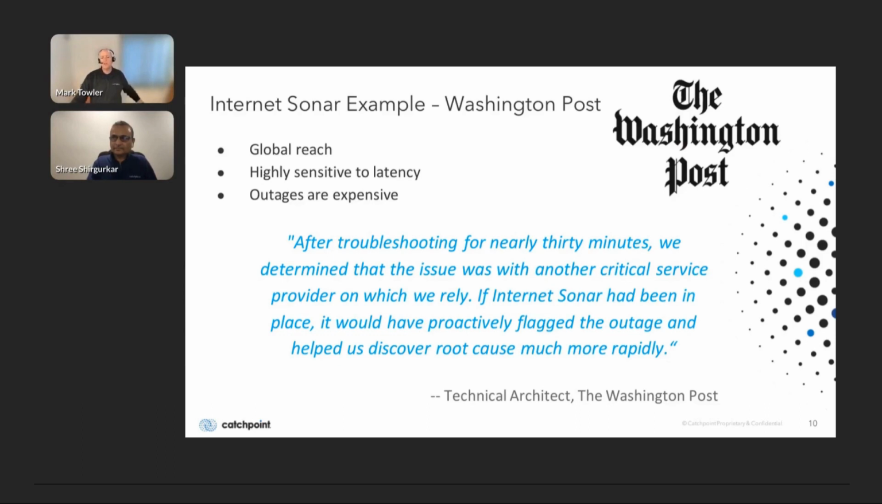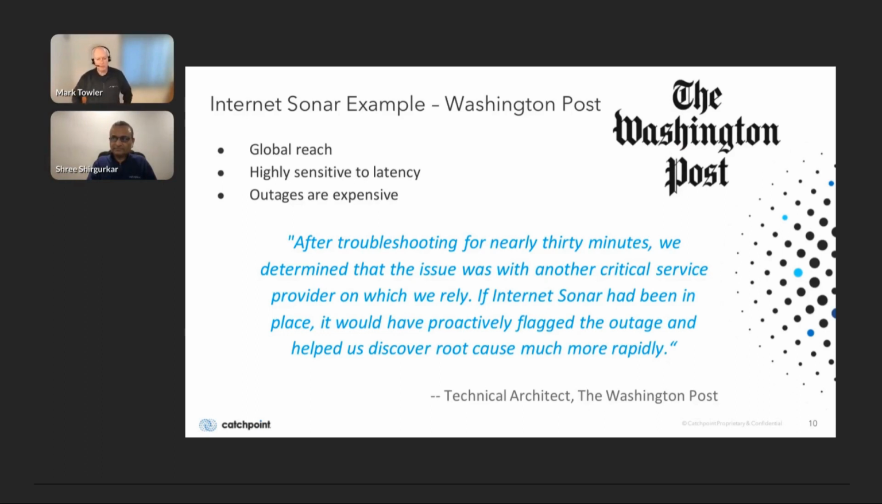"After troubleshooting for nearly 30 minutes, we determined that an issue is with another critical service provider upon which we rely. If Internet Sonar had been in place, it would have proactively flagged the outage and helped us discover root cause much more rapidly." They were lucky. Unlike the sneaker manufacturer, they didn't spend 6 hours trying to deal with this. They only spent 30 minutes before they realized. But again, Internet Sonar probably would have brought that down to less than 5. And in a world where your outages can cost thousands to tens of thousands of dollars per minute, depending on your organization, that's really huge.